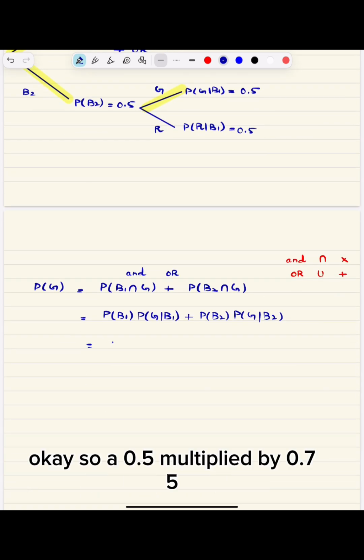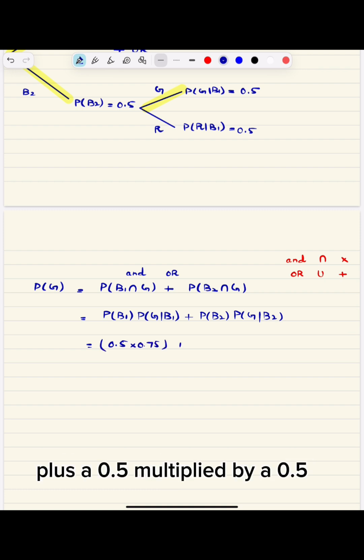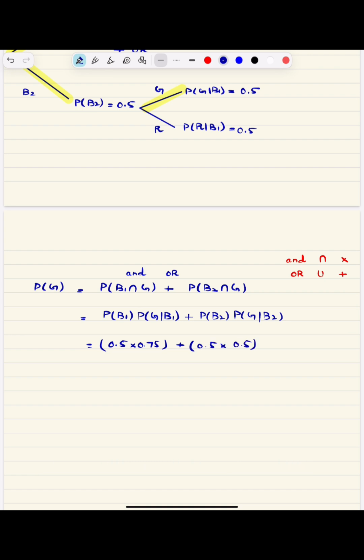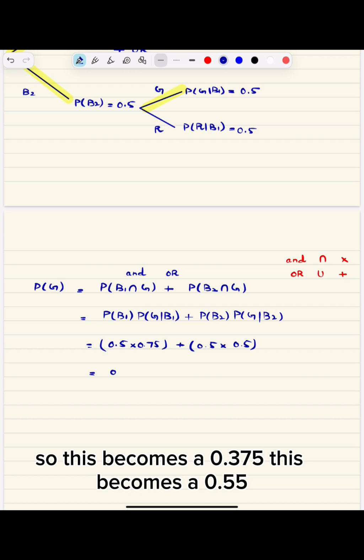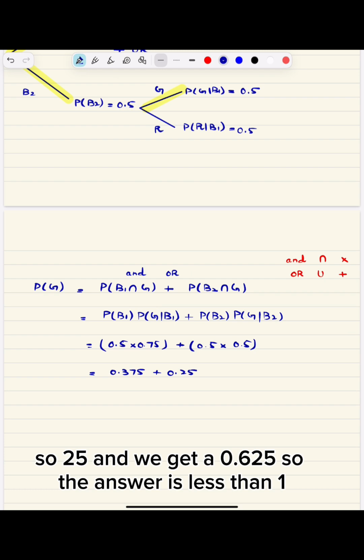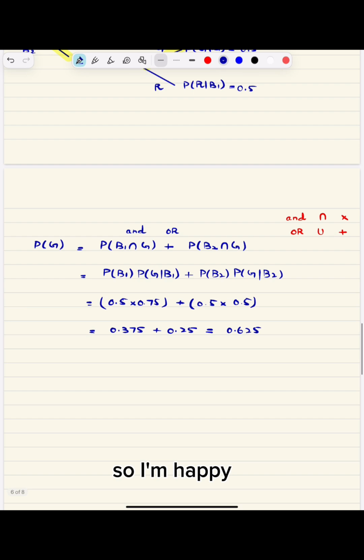Okay, so 0.5 multiplied by 0.75 plus 0.5 multiplied by 0.5. So this becomes 0.375. This becomes 0.25, and we get 0.625. So the answer is less than 1, so I'm happy.